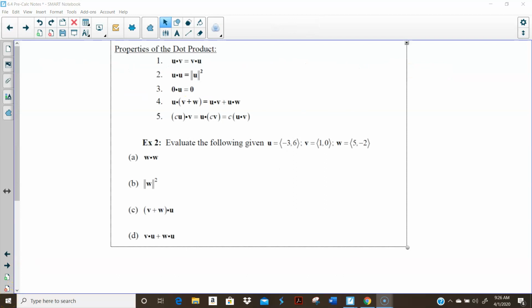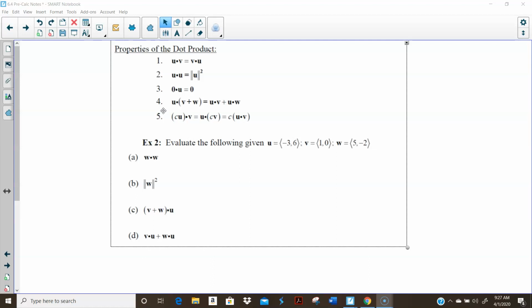Example 2, properties of dot product. The properties of dot product are the same as number 1, commutative property, u dot v equals v dot u. Number 2, you can see u dot u is equal to the magnitude of u squared. Number 3, 0 dot u equals 0, zero product property. Number 4 is the distributive property. And number 5 is the associative property.